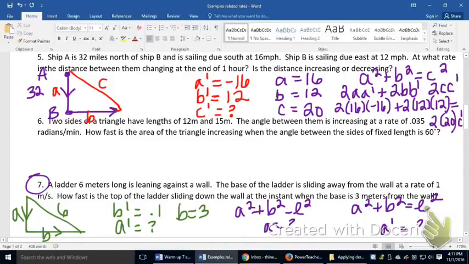You get negative 224. Then you divide it by 40 to get C prime by itself. And so I get negative 5.6 equals C prime. C prime is how fast the distance is increasing or decreasing. And it's in miles per hour, so this is miles per hour. The negative just means that the distance between A and B is actually decreasing.